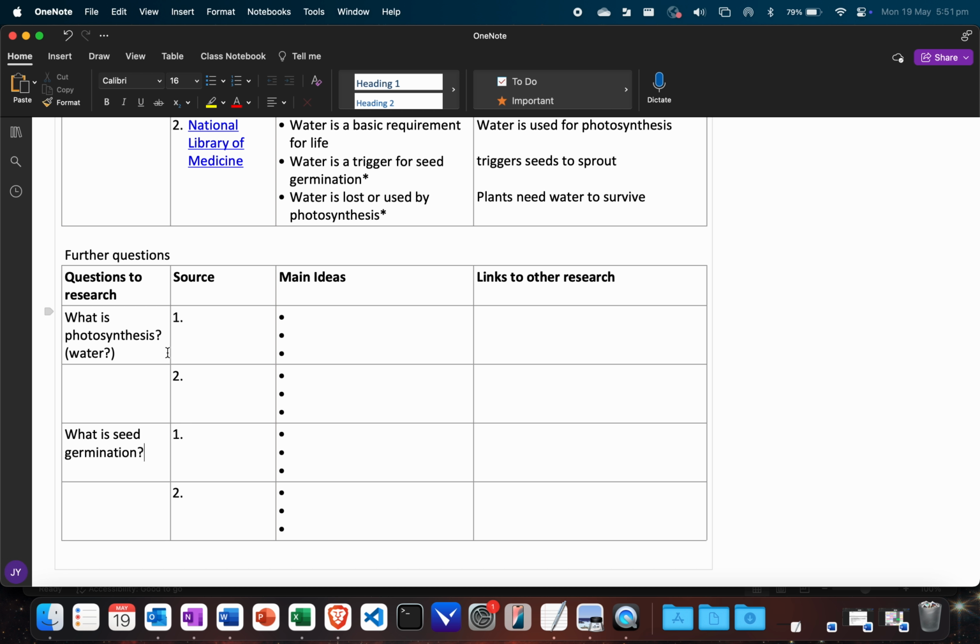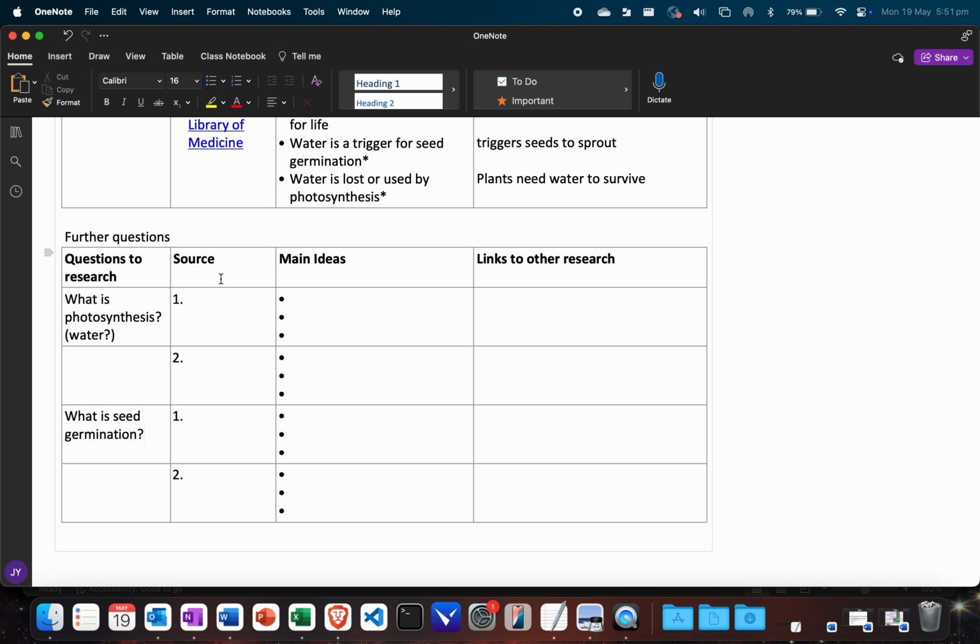And so now I would do another round of research, okay? Questions lead to more questions. That's the idea of background research. Okay, so now I could look up photosynthesis with the goal of thinking about what's water got to do with it, get some sources, write down the main ideas, and then see if other sources say the same thing, and so on and so on and so on.